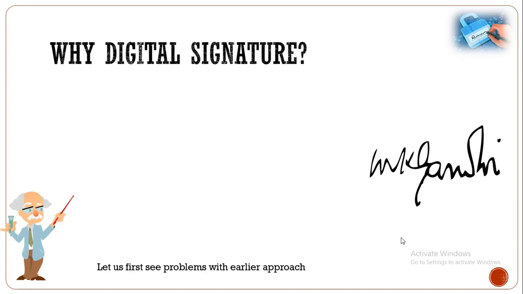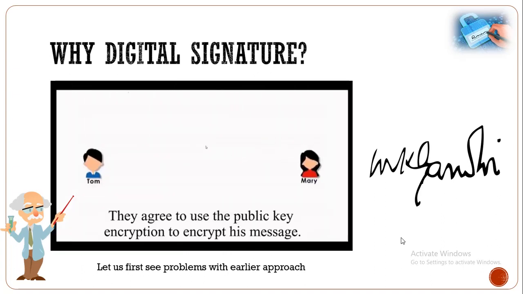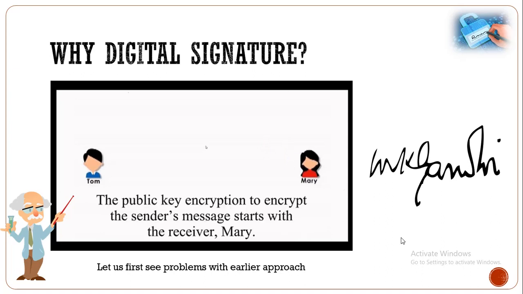So let us first see what the problems with earlier approaches are. If you remember, in our last lecture we had seen what a symmetric key is, what an asymmetric key is, and how an asymmetric key solves problems faced in a symmetric key. So we'll quickly revise asymmetric key and see what problems it has. There are two users, Tom and Mary. Tom wants to send a message to Mary.